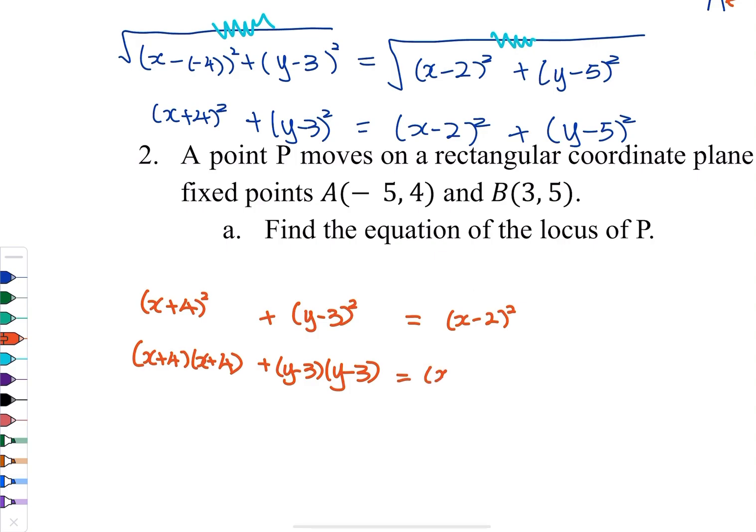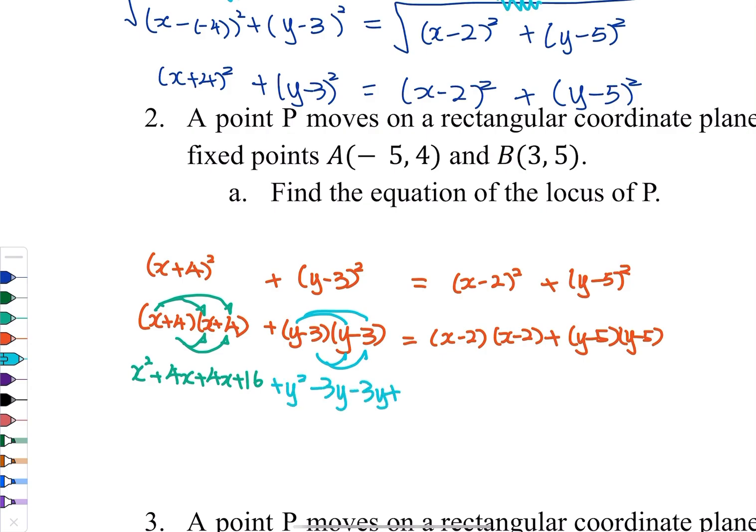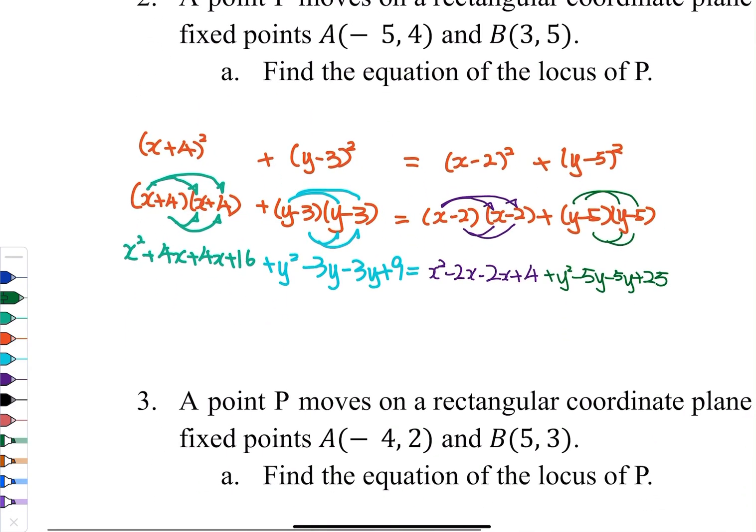So this one will mean x minus 2, x minus 2, and then y minus 5 square will be y minus 5, y minus 5. And then open up the brackets, this goes here, this goes here, this goes here, this goes here. So it will be x times x, x squared, x times 4, 4x, 4 times x, 4x, 4 times 4, 16. And then next one, y squared minus 3y minus 3y plus 9 equals. And then open up the brackets: x squared minus 2x minus 2x plus 4. And then the last one, also open up: y squared minus 5y minus 5y plus 25. 25 is 5 times 5, that's why. And negative, negative becomes positive. Until here, it shouldn't be too hard.